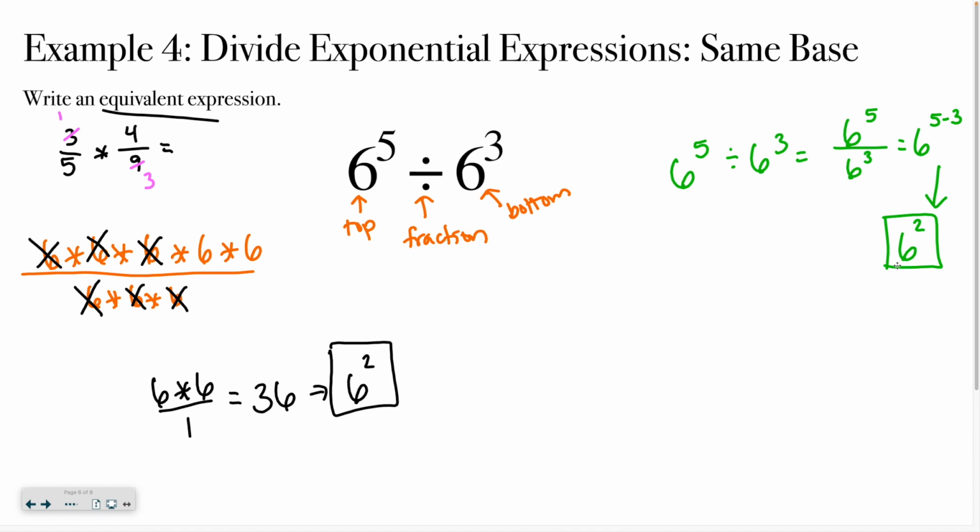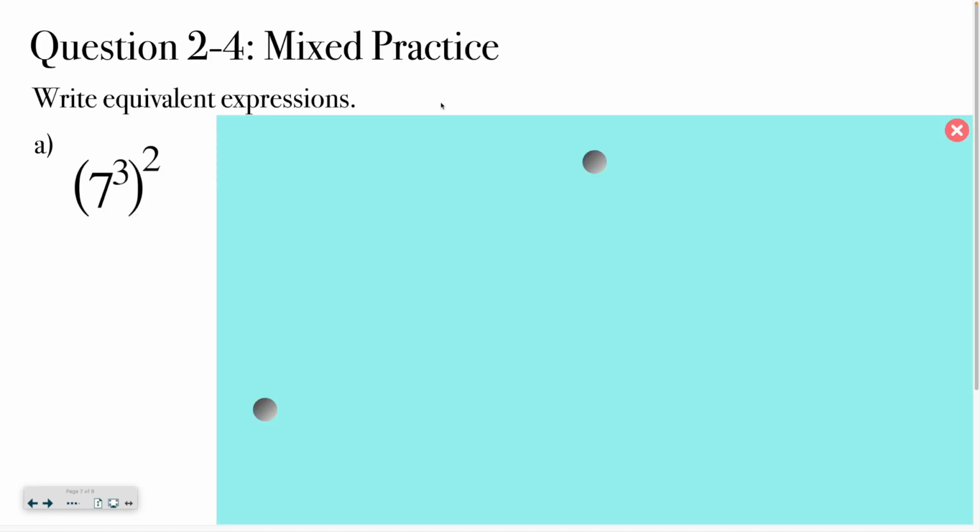Alright, the next slide is going to have 4 problems on it, and I'm going to go through them one at a time, okay? Why don't you go ahead and try letter A on your own. Notice the directions say to write equivalent expressions, and that's going to be for all 4 problems, okay? So you're not telling me the exact number, you're giving me the expression. Good luck.